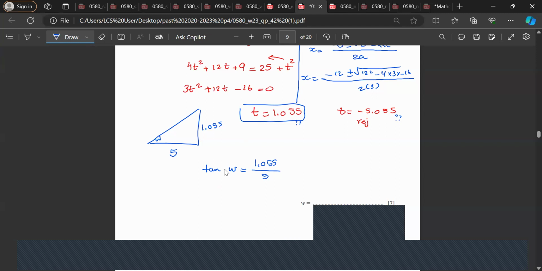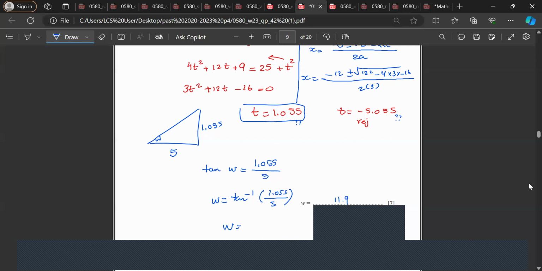I can check and tell you. It is mod, then A, then 2, 2. Mod 9A22, something like that. Okay, then from here, so I will get what? W equal tan inverse 1.055 divided by 5 and get the answer. It will be 11.9.